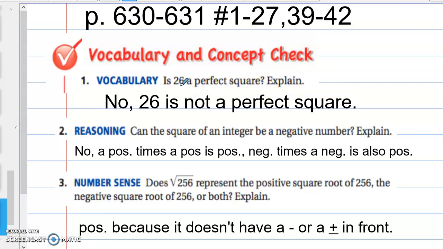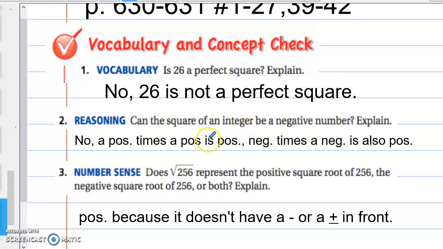If I try typing in the square root of 26 on my calculator, I get a decimal. Now that's okay if you get a decimal, but that just means that it's not a perfect square. Because for a number to be a perfect square, it has to have no decimal part to it. It has to be a whole number.